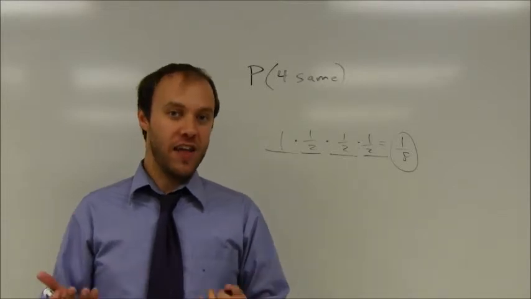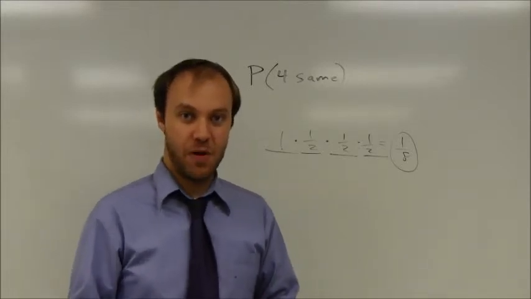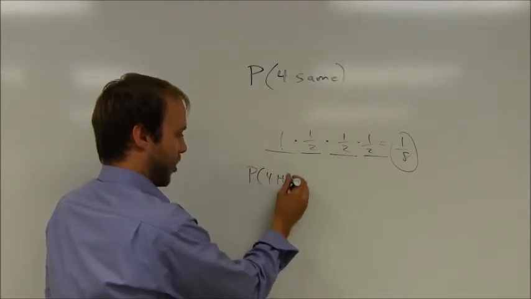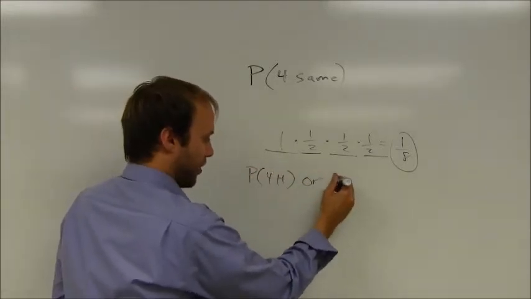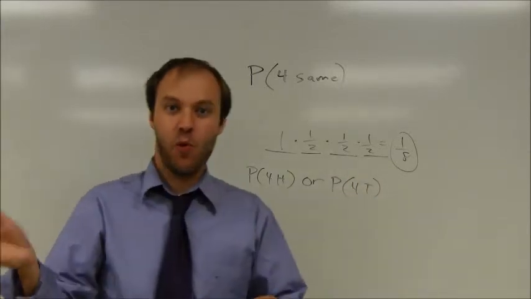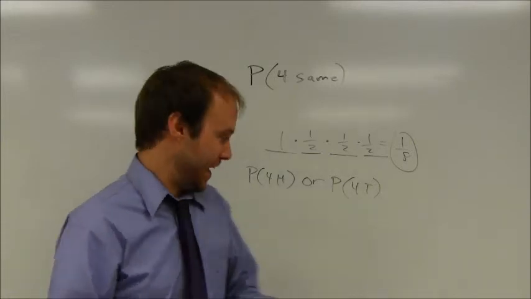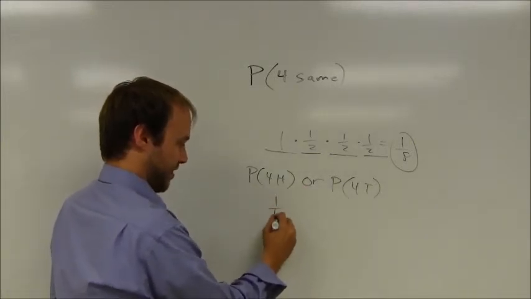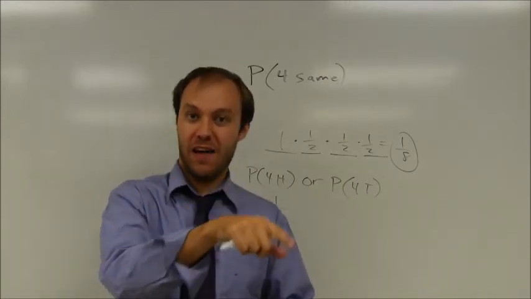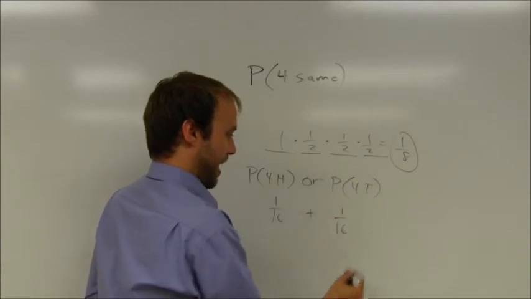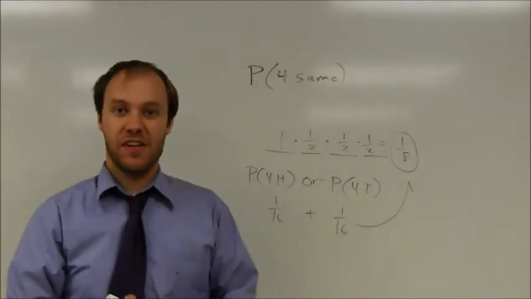Okay? You could do that another way. You could turn that into the probability of 4 heads or the probability of 4 tails. Okay, that would be 4 of the same thing, both possible ways. Or means that you add. This is going to be 1/16th, right? 1/2 times 1/2 times 1/2 times 1/2. This would also be 1/16th. And when you add those together, you're going to get the same exact 1/8.